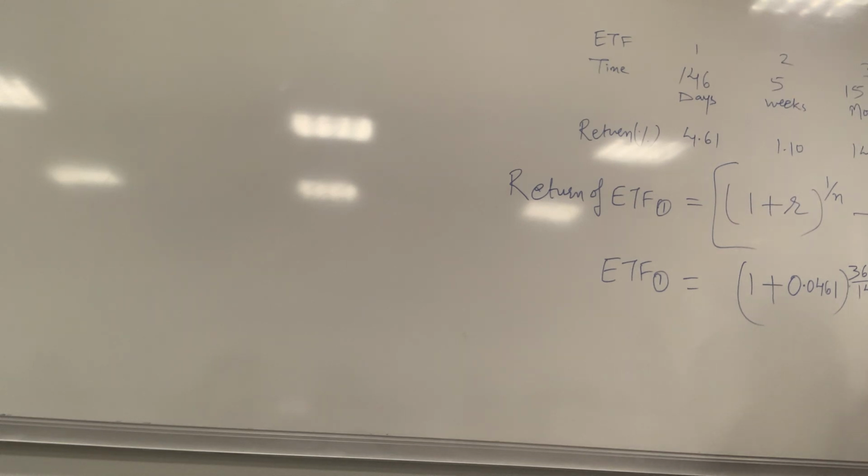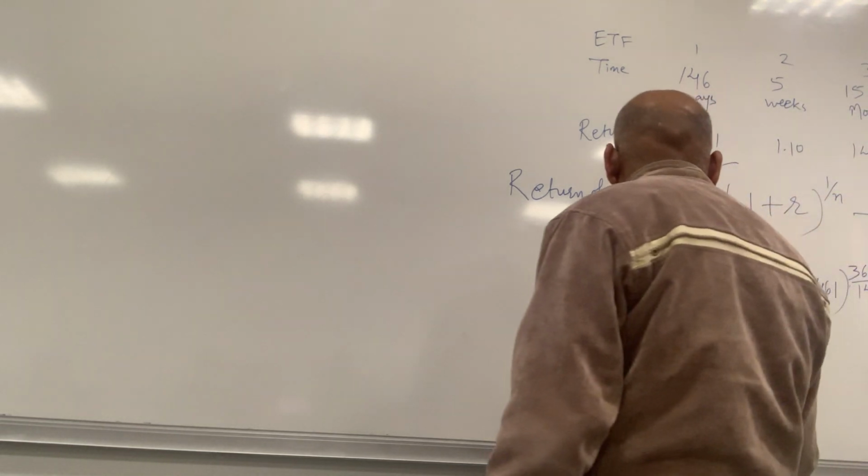And in place of 1, what will come? If days are there, 365. If weeks are there, 52. If months are there, 12 months. If quarters are there, then 4 quarters. And divided by n. N means the number of periods given in the question. 1 is constant. Then finally minus 1 and then multiplied by 100. So what return is coming for ETF 1?